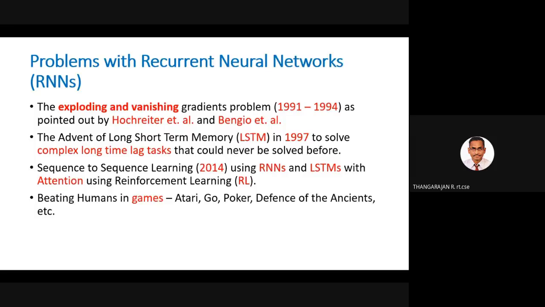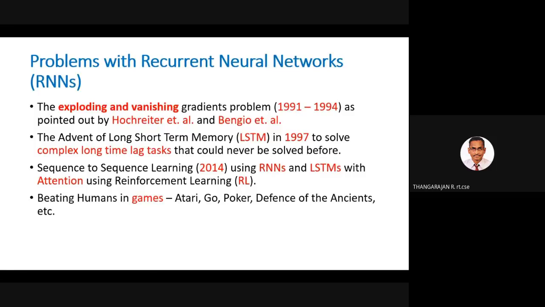Attention is again a mechanism that decides which part of the sentence, which part of the previous inputs you should look at. You need not look at all the previous inputs or outputs. You should look at only those things which are important to you. So how do you get that attention model? There's another type of learning called reinforcement learning. Using reinforcement learning, people developed attention models, and they have started using them with RNNs and LSTMs. And in this process, the CNNs and RNNs have started beating humans in their own games.